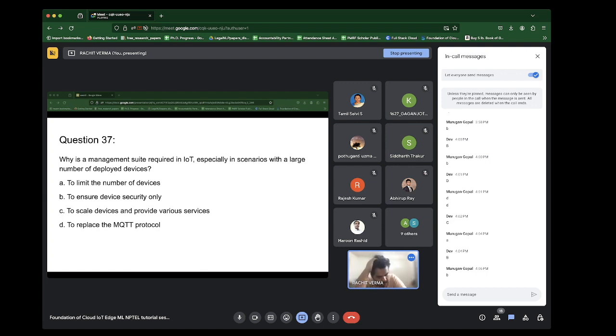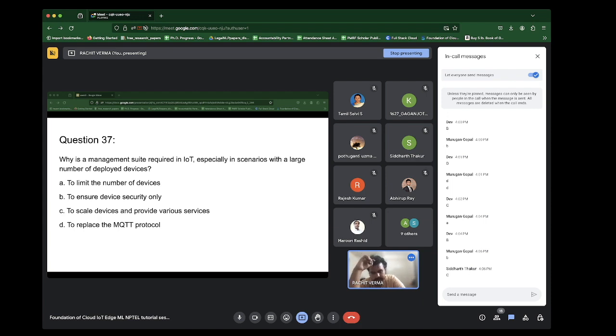Okay, so Murugan Gopal has said B. Do we have any other responses? C. C, okay. So, to ensure device security only, or to scale devices and provide various services. Now B is not the most accurate answer, because that is not the only thing that the management suite is doing. It is not doing only device security, but its major purpose is to scale devices and provide services. That is what the management suite is intending to do.